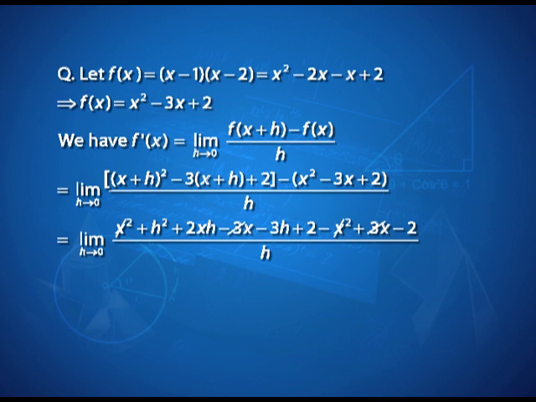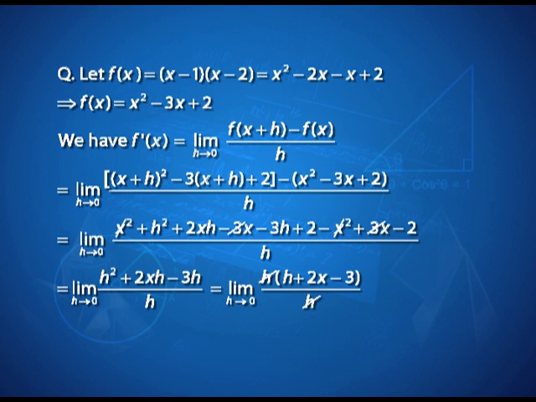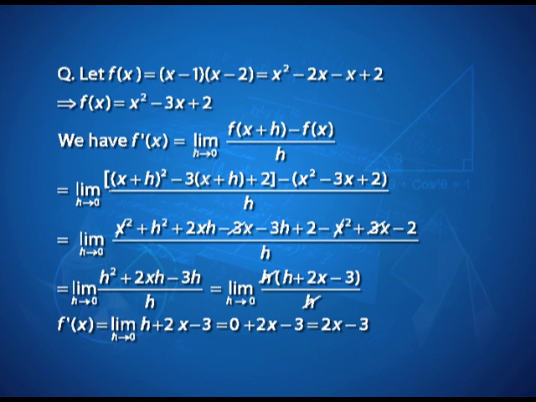After cancelling out the terms, we are left with limit of h square plus 2xh minus 3h upon h as h tends to 0, that is equal to limit of h into (h plus 2x minus 3) upon h. On cancelling h as common factor, we are left with f dash x is equal to limit of h plus 2x minus 3 as h tends to 0. That is equal to 0 plus 2x minus 3, and therefore, the answer is 2x minus 3.